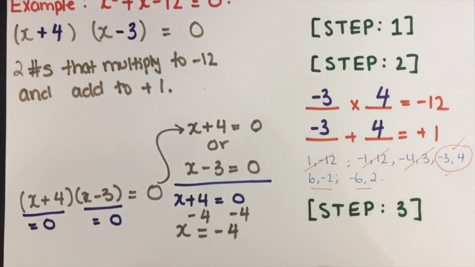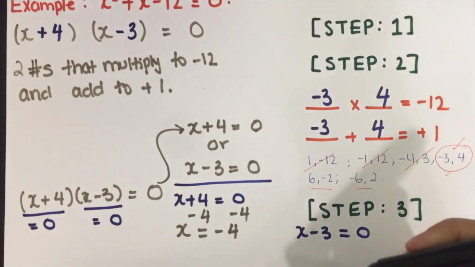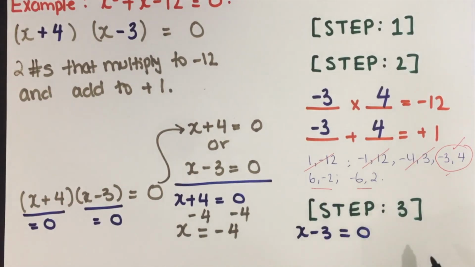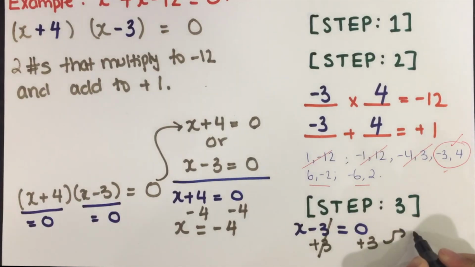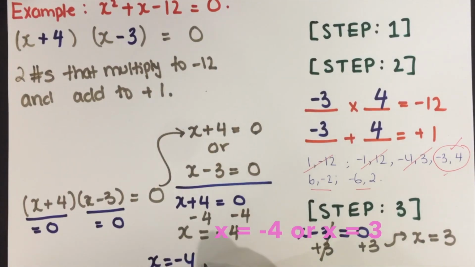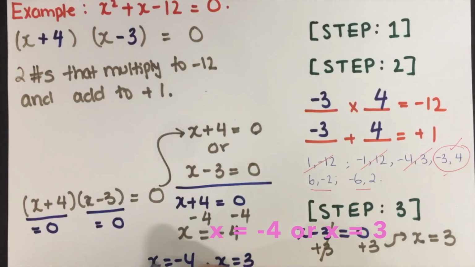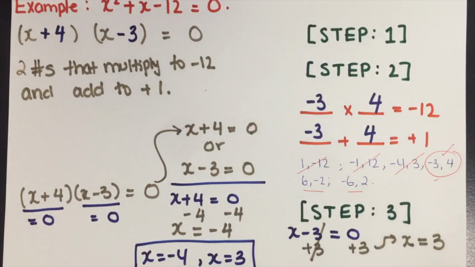Now we can do the same with x minus 3 equals 0. We want to bring negative 3 to the other side. In order to do that, we take the opposite sign of negative 3, so positive 3. Negative 3 plus 3 is 0. Then we are left with x equals 3. So our answer is x equals negative 4 and x equals 3. This is how you solve quadratic equations by factoring.